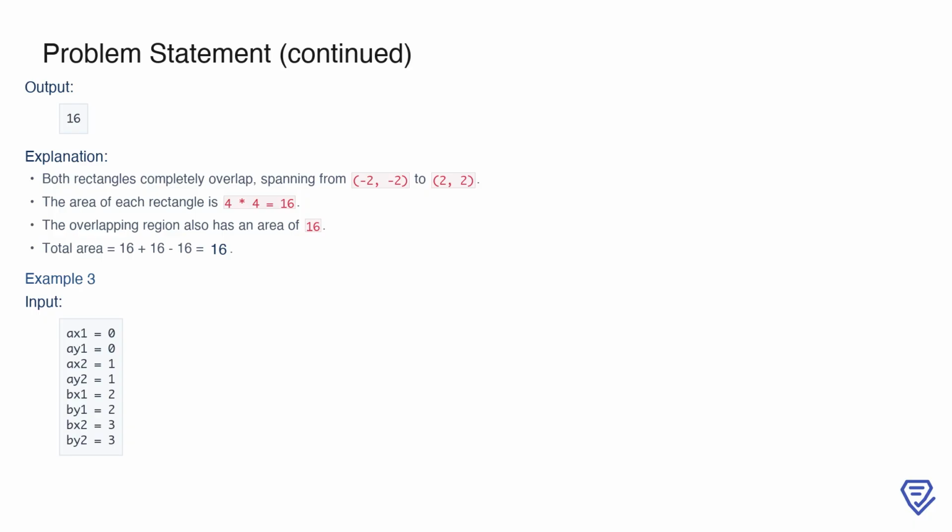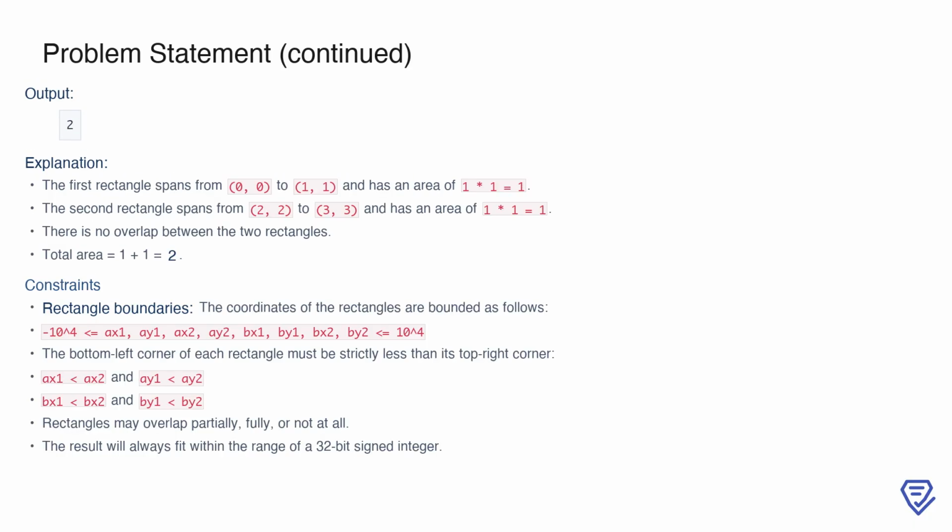Now, consider a third example where the input is x1 equals 0, y1 equals 0, x2 equals 1, y2 equals 1 for the first rectangle and bx1 equals 2, by1 equals 2, bx2 equals 3, by2 equals 3 for the second rectangle. In this case, the first rectangle spans from (0, 0) to (1, 1), and has an area of 1 times 1 equals 1. The second rectangle spans from (2, 2) to (3, 3), and also has an area of 1 times 1 equals 1. Since these rectangles do not overlap at all, the total area covered is simply the sum of the areas of the two rectangles, which is 1 plus 1 equals 2.